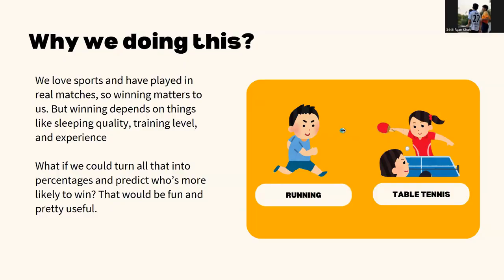Next, why are we doing this? Both of us group members have been playing sports and we love sports, and we have played in real matches, so we want to see what winning actually depends on. We have three factors involved: sleeping quality, training level, and obviously the experience of the sport. What if we could turn all of it into percentages and predict who is most likely to win? I think that would be pretty useful and pretty fun to test out.